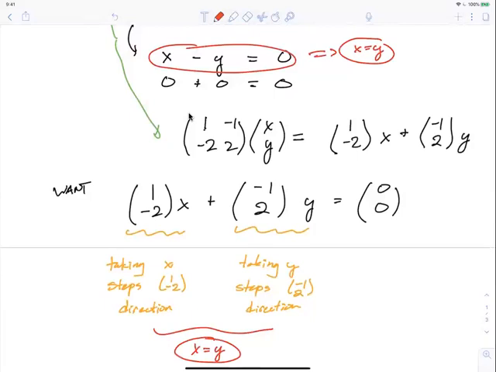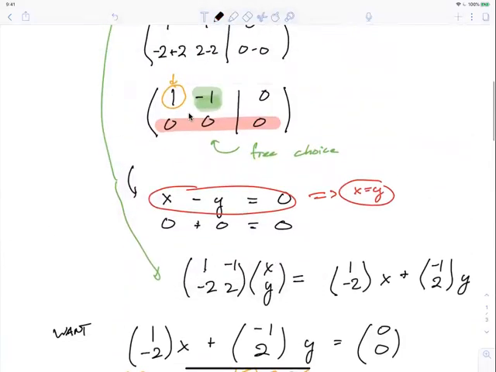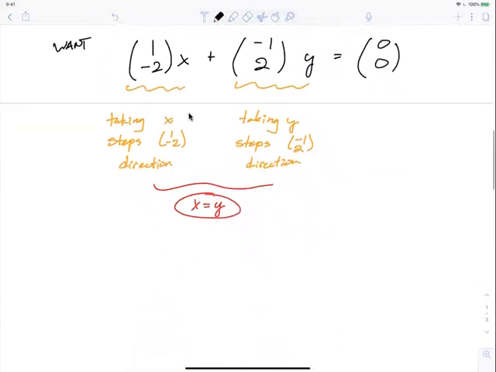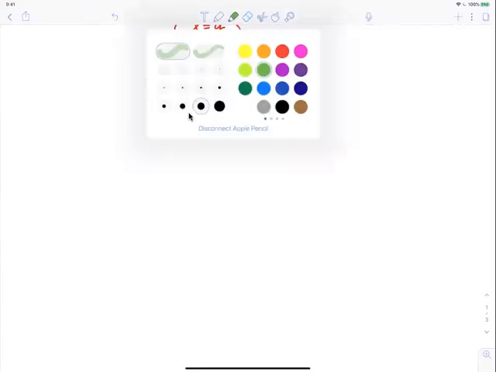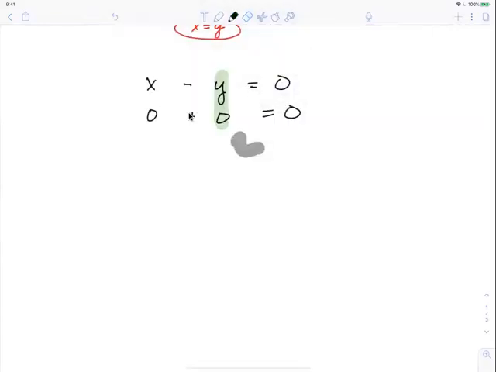So instead of just being happy with x equals y, let's go back to our reduced form. We're going to go back up to here, and we're going to take this and create a geometric vector form. So how do we do that? Well, first we're going to remember that we chose this y to be free. Because it missed a pivot, y is free.